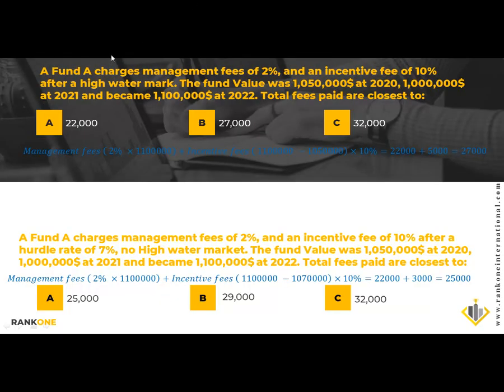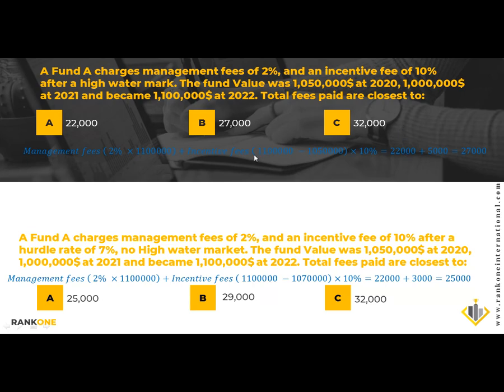Let's have practice questions. Fund A charges 2% management fees and an incentive fee of 10%. After a high watermark, the fund value was $1,050,000 in 2020, $1 million in 2021, and became $1,100,000 in 2022. Total fees are management fees, the latest number, 1,100,000 times 2% equals 22,000.